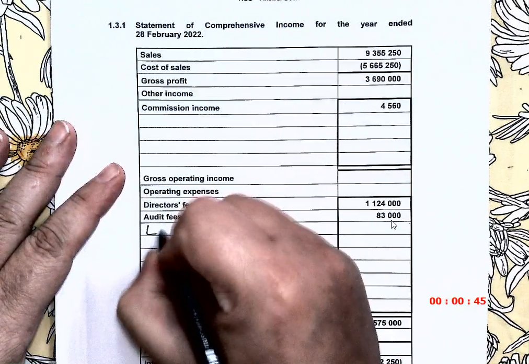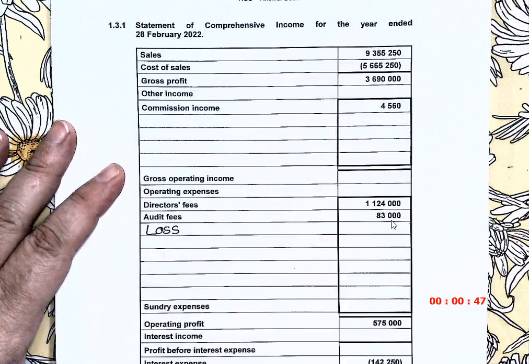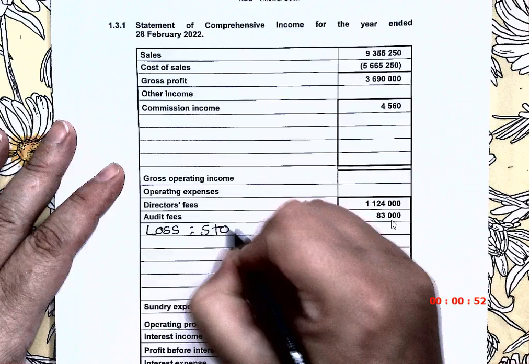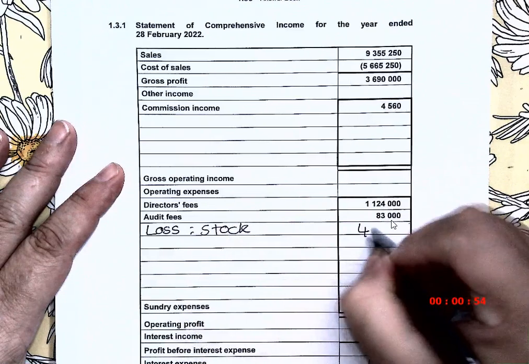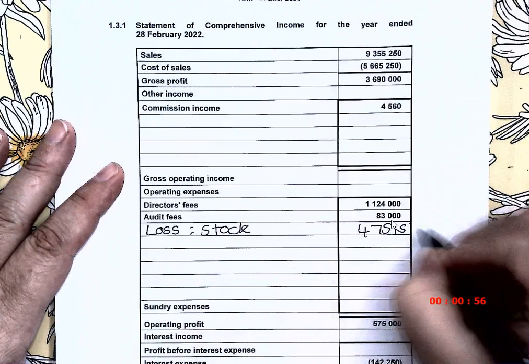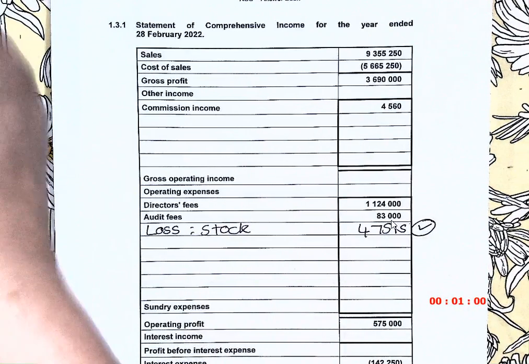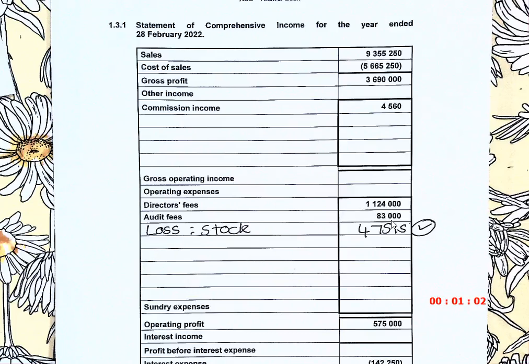I'm going to have a loss on t-shirts or whatever, of 47515, and because you transferred it, it's going to be a principal mark. Everybody happy? So now, next one.